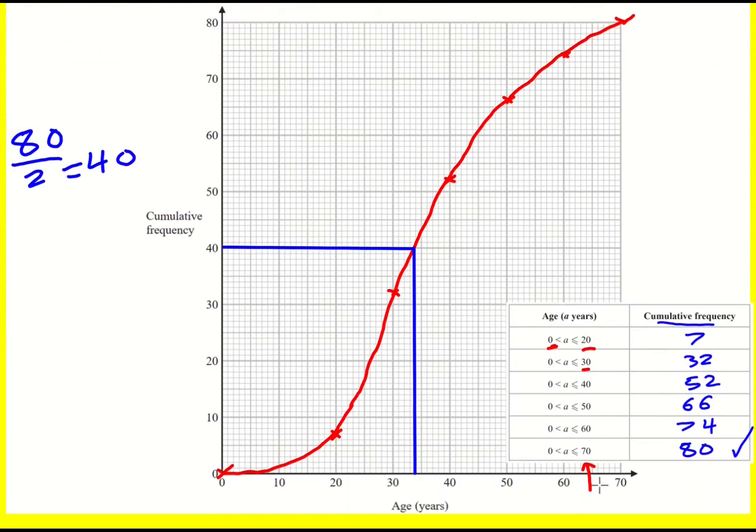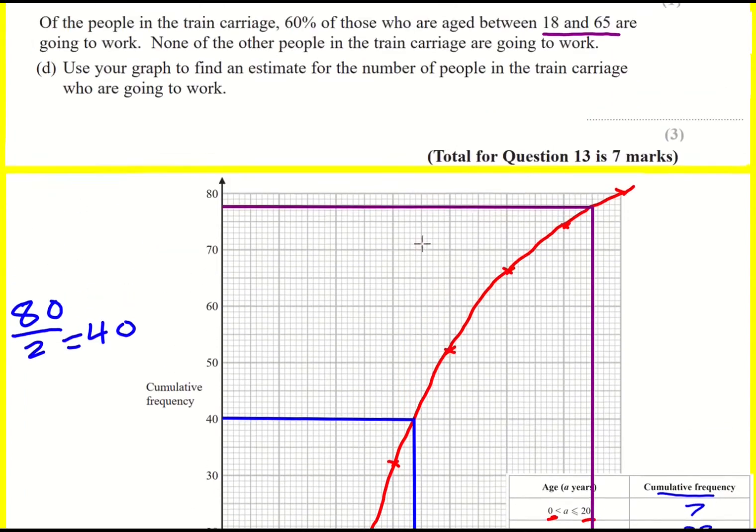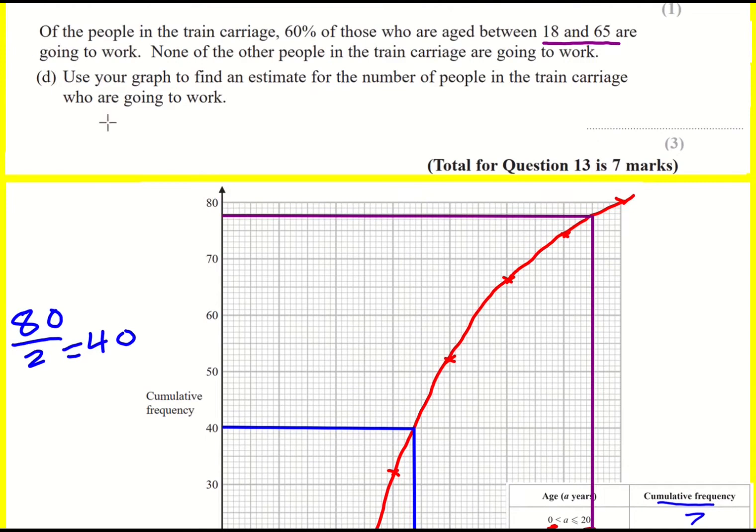So we need to, first of all, find the number of people who are less than 65. So now I'm going to be coming up from 65 and then across. Looks like 78 to me. So 78 people were below 65.